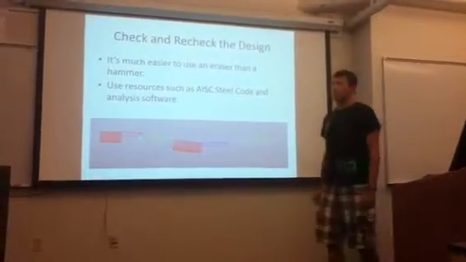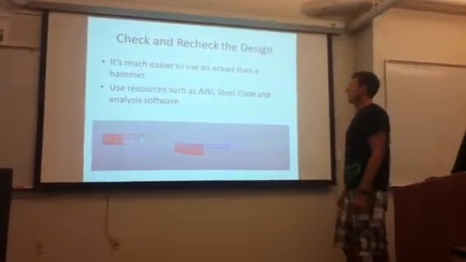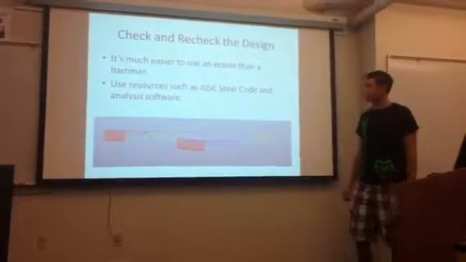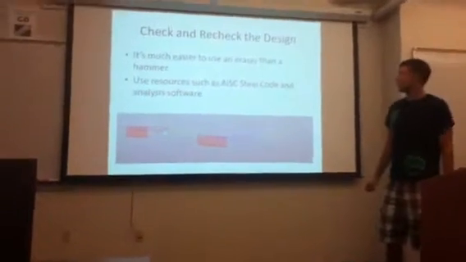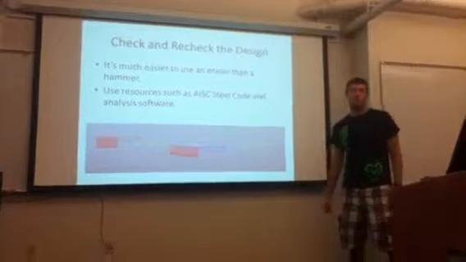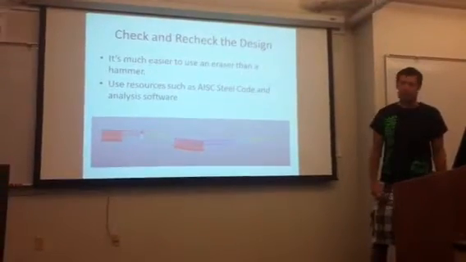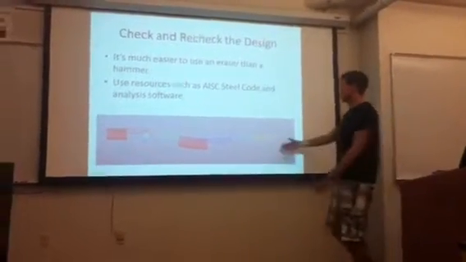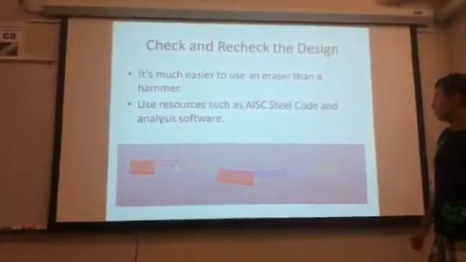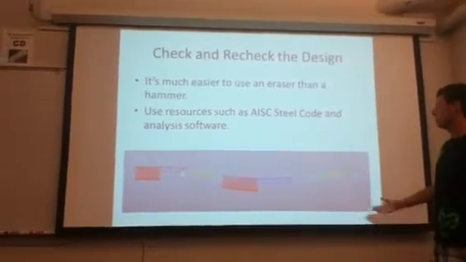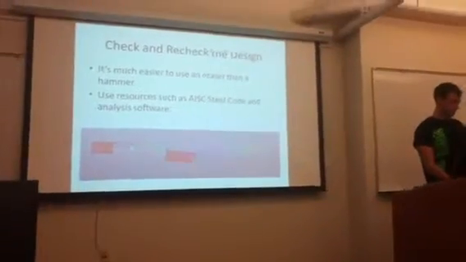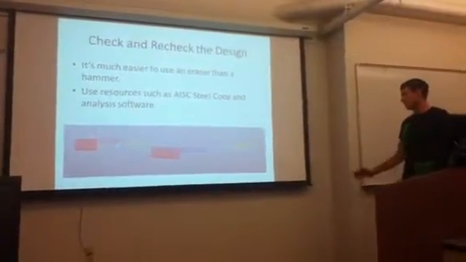It's also very important to check and recheck the design, because as you can see before you, it's much easier to use an eraser than a hammer. You can do this by using resources such as the AISC Steel Design Code and analysis software such as ANSYS. This is the ANSYS analysis of the bridge from last year, although it didn't fail here, but that is enough reason.